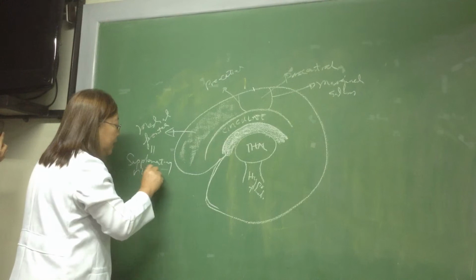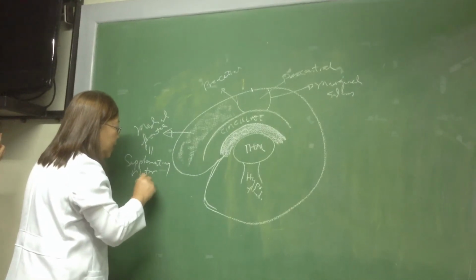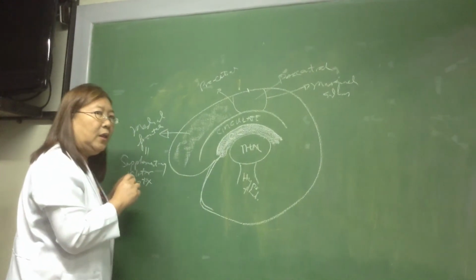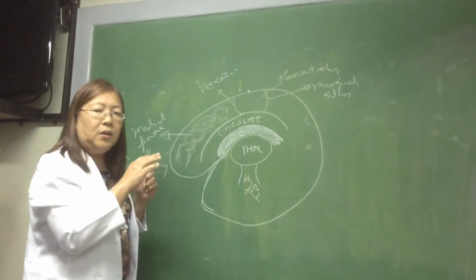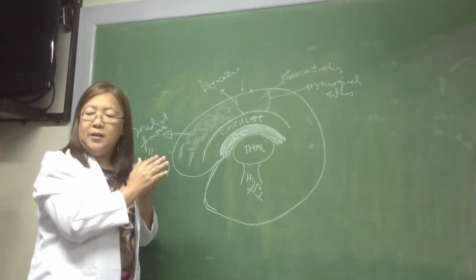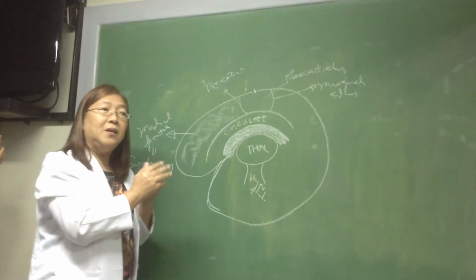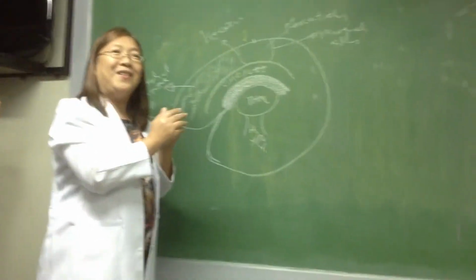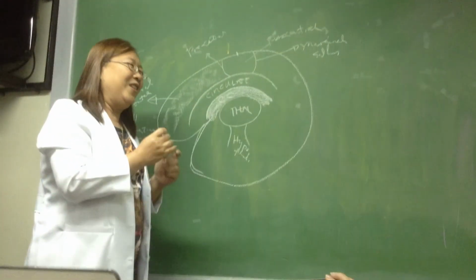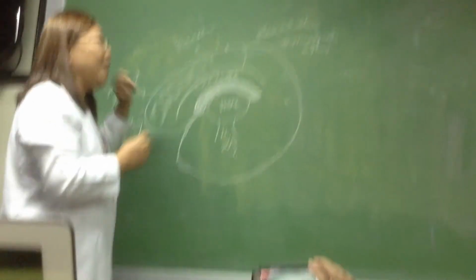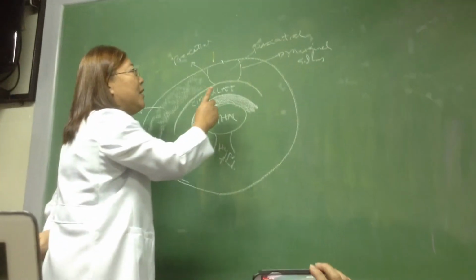Nasa manual yata to, pero what is the supplementary cortex? It's involved with the sequence of bilateral movements. Kunyari, nagmamarcha kayo, 1, 2, di ba? Sequence of bilateral movements. Yun siya yun. Okay? Now, let's go look at your paracentral.